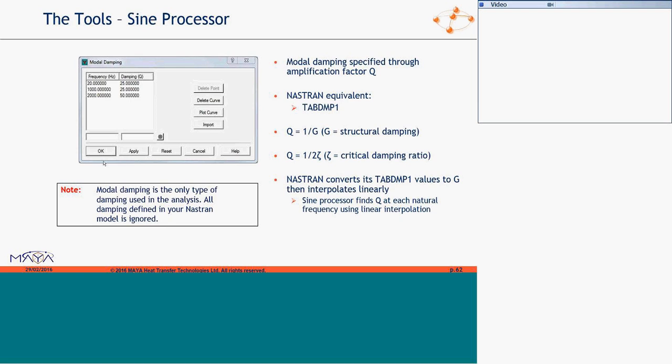Modal damping is specified as an amplification factor Q, which is equal to the inverse of structural damping, which is equal to 1 over 2 zeta, where zeta is your critical damping ratio, or your damping. Modal is the only type of damping that the toolkit supports. So if you define damping in the model, in the material or in your spring elements, we will ignore that. Interpolate linear between each frequency.